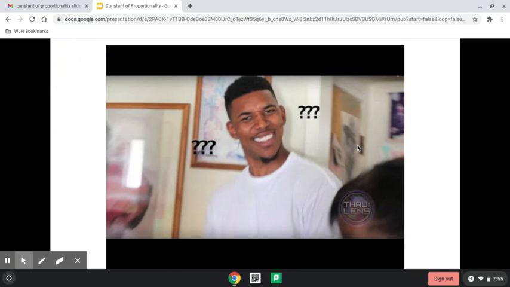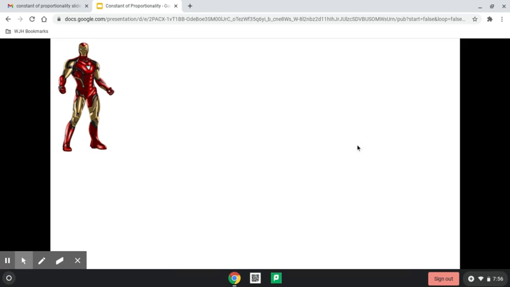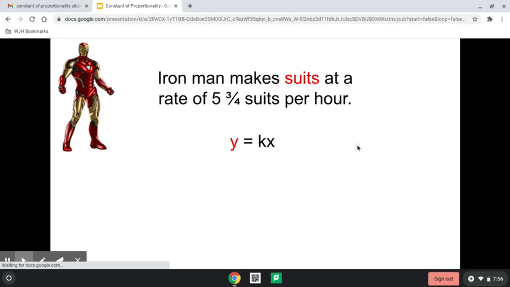Are you confused? I think you'll understand with an example. Let's go back to Iron Man and write an equation for him. Iron Man makes suits at a rate of 5 3/4 suits per hour. That means that y equals the number of suits he makes, and x equals the number of hours he works on them.